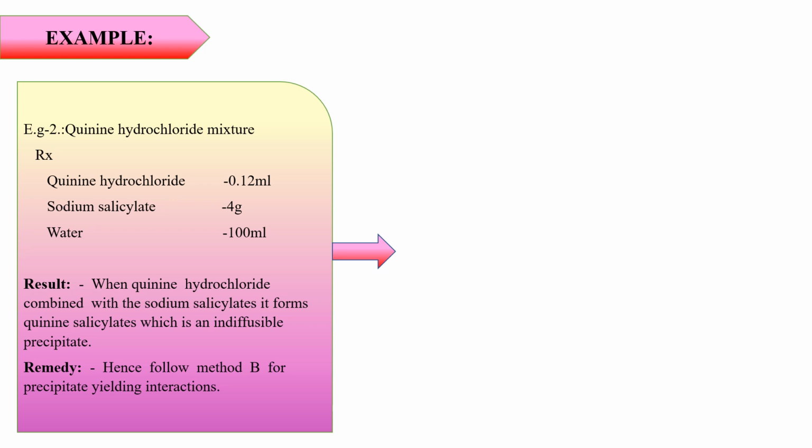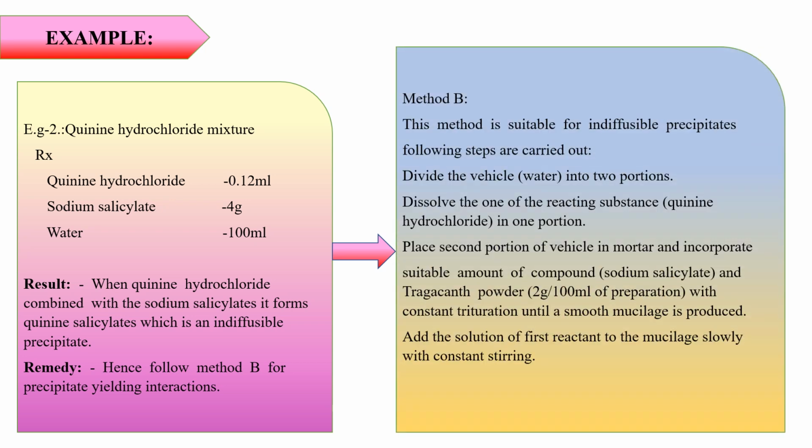Another example is quinine hydrochloride mixture. The prescription contains quinine hydrochloride, which is of quantity 0.12 ml, sodium salicylate, which is of 4 gram, and water, which is of 100 ml. Result: when quinine hydrochloride is combined with sodium salicylate, it forms quinine salicylate, which is an indiffusible precipitate. Remedy: to overcome this indiffusible precipitate, we follow a method, and this method is method B.